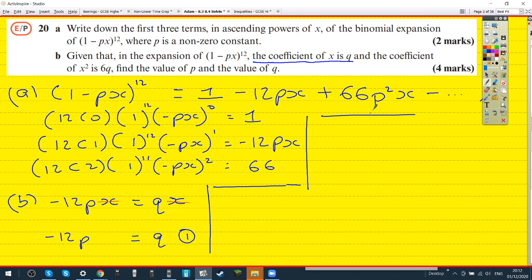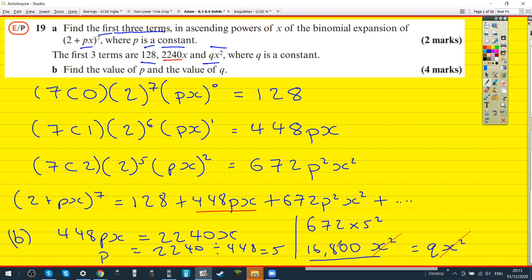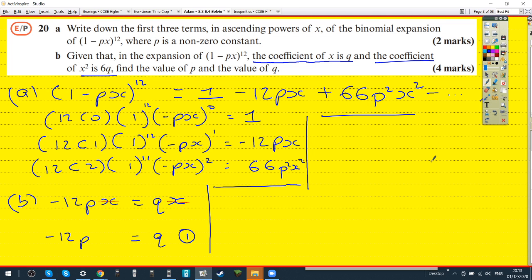Don't know. The coefficient of x squared is 6q. How can we use that? Multiply both sides by 6. No. Make the x squared things equal. Sorry, I left out the squared. Pardon? You know the way for this one? We did our x squared equal to their x squared? Yeah. Same idea.